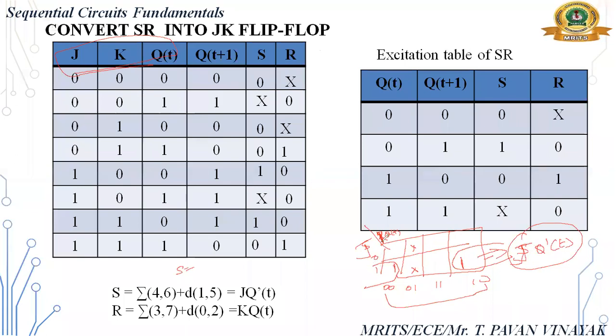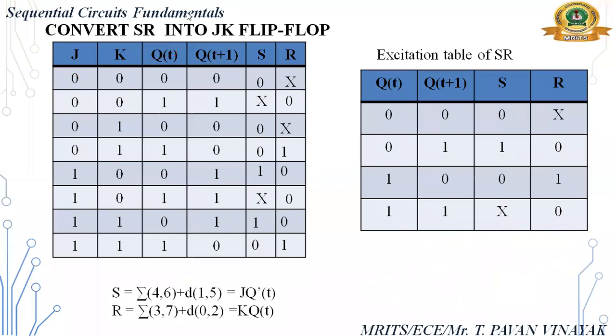Next, for R, what are the inputs? Let us see. Don't cares 0 and 2. One set 3 and 7. So after applying the K-map, we get the expression K Q of t.